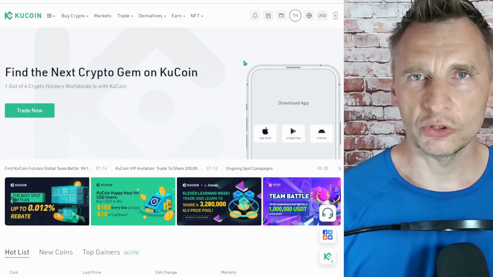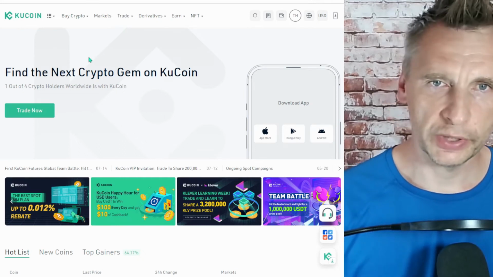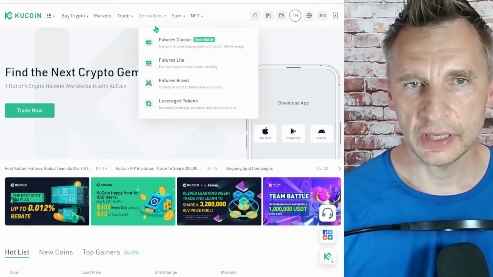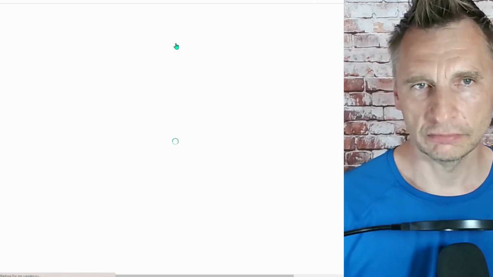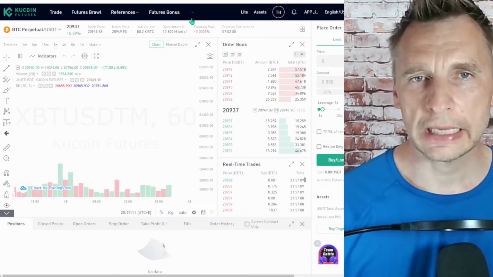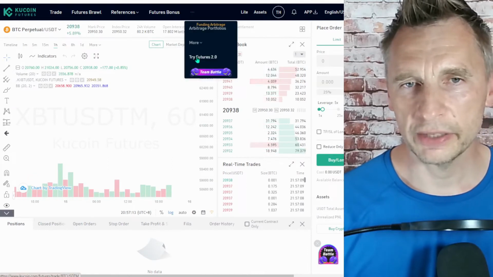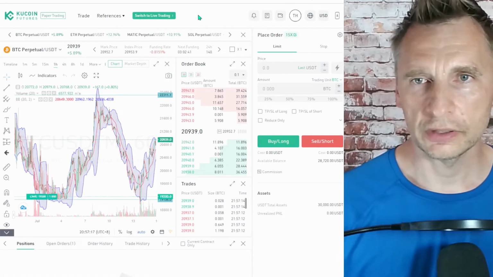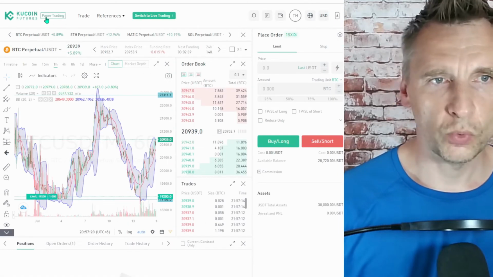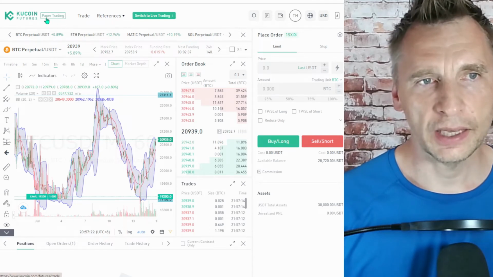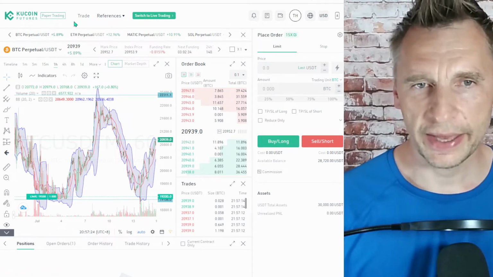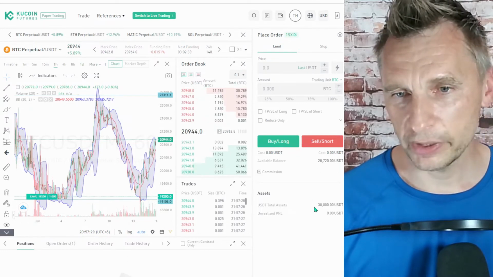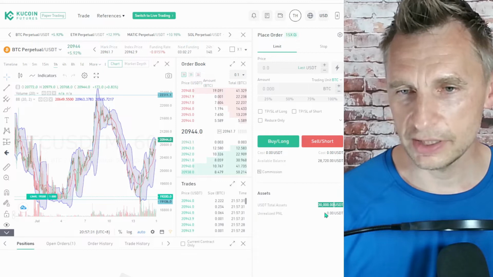Once you set up an account on Kucoin and log yourself in, you will be greeted with this main page, at which point you will go to Derivatives and Futures Classic. Once you are in Futures Classic, you will go to Try Futures 2.0. That will open another window, which will have the tag Paper Trading. That is your paper trading account. You will be granted 30,000 USDT to play with.